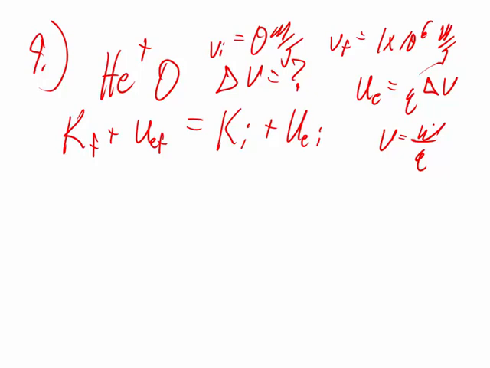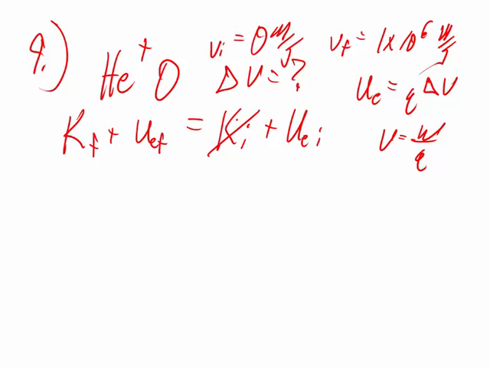We know that the initial kinetic energy is 0, correct? So what do we have left? Well, we know that the initial electric energy and the final electric energy deal with the voltage, don't they?